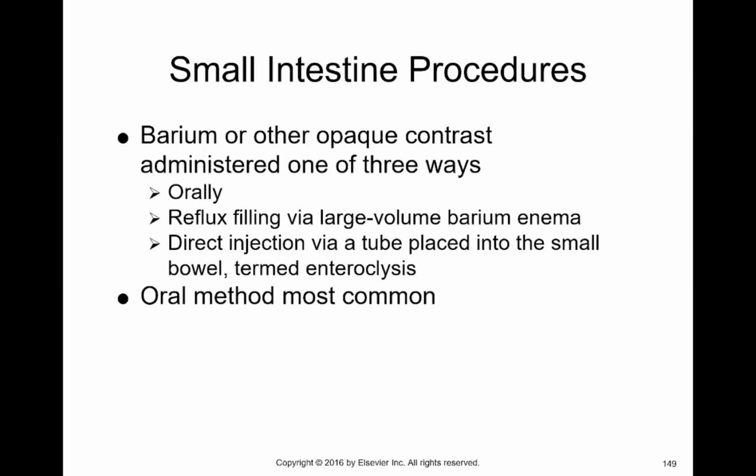And we've got a couple of things there. This says that is termed enterocolysis, and that's not entirely true. You can do just a regular small bowel through what we refer to as an NG tube. So an NG tube stands for nasogastric tube. It goes through the nose, down the throat, into the stomach, and you can just push regular barium into it.